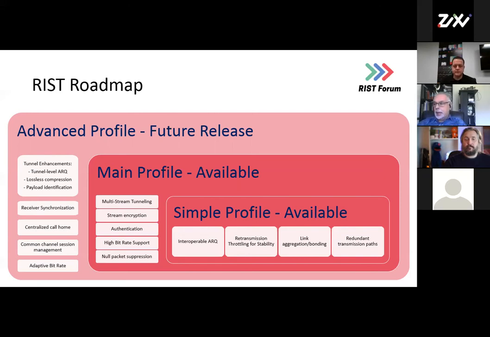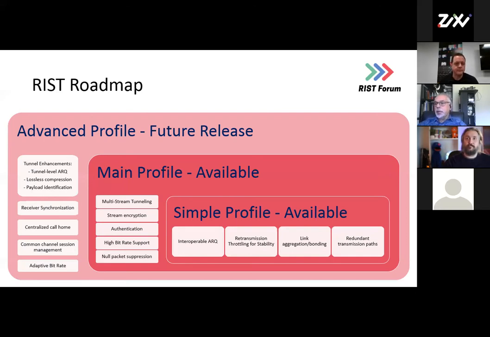Now that we get it there in simple profile, we need to have it protected. That is main profile. So we created tunneling to make your IT people happy. We added encryption, authentication, and some other things for further optimization, which is high bitrate support, no packet suppression, that kind of stuff. I'm not going to get into those technical details. Outside of that is advanced profile, which is not out yet, although we are very close to having the first specification for advanced profile. There's some tests going on, but it's not publicly out yet.